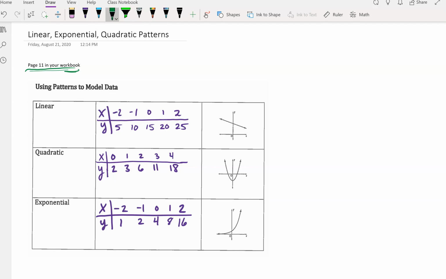So if you're not on page 11 in your workbook at this time, you could pause for just a sec and grab that. And perhaps yours looks a little bit different than mine, but go ahead and get the same information into that spot. Okay?